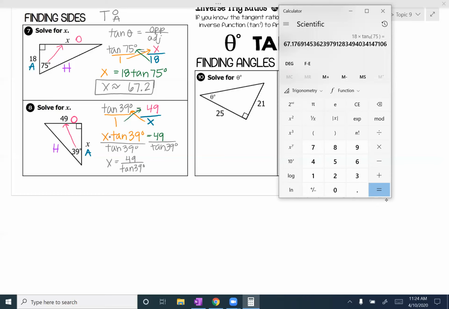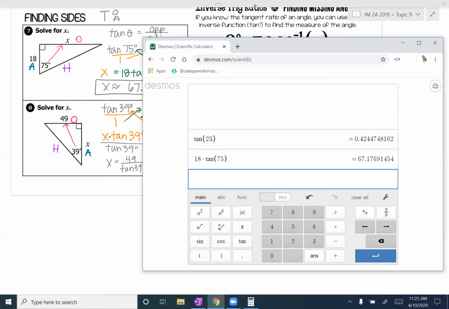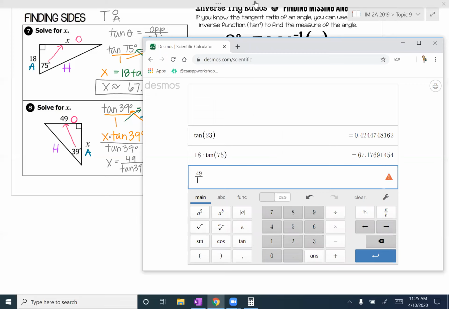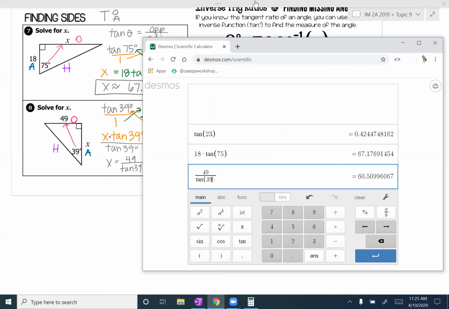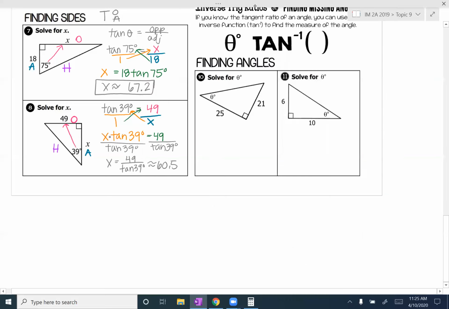That value that I saw before was just tangent of 75. So what's going to change for this one is that I'm dividing instead of multiplying. So I'm going to type in 49 divided by, and then 39 tangent. And again, that number is just tangent of 39, so I have to hit equals, and that's going to give me 60.5. And then just to double check it in the other calculator, if we're doing 49 divided by tangent of 39, notice it also gives me that 60.5. Okay, so just depending on what kind of calculator you're working with.